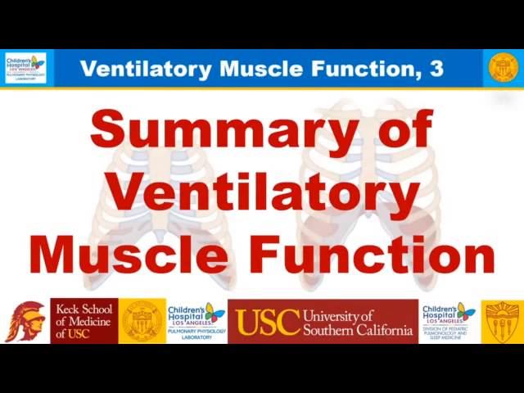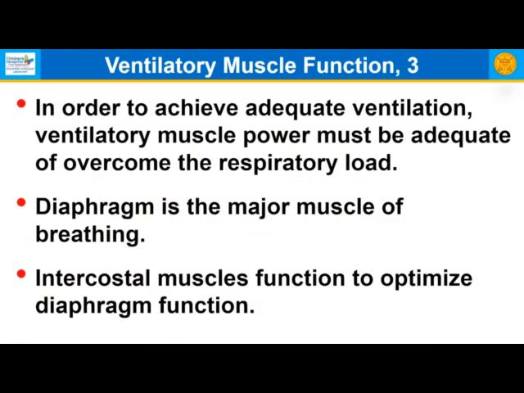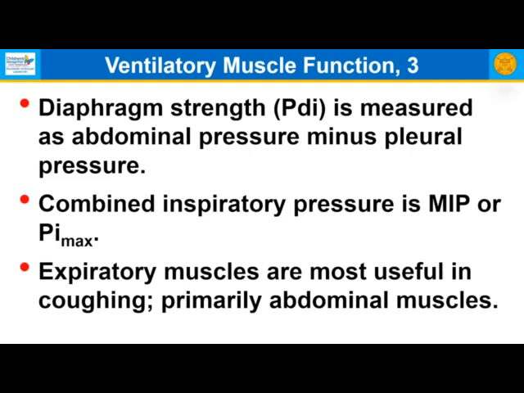So what have we learned today? In order to achieve adequate ventilation, ventilatory muscle power must be adequate to overcome the respiratory load. The diaphragm is the major muscle of breathing, and the intercostal muscles function to optimize diaphragm function. Diaphragm strength, or PDI, is measured as abdominal pressure minus pleural pressure. Combined inspiratory pressure is maximal inspiratory pressure, or PI max, and that's a measure of combined inspiratory muscle function. Expiratory muscles are most useful in coughing, and these are primarily the abdominal muscles.